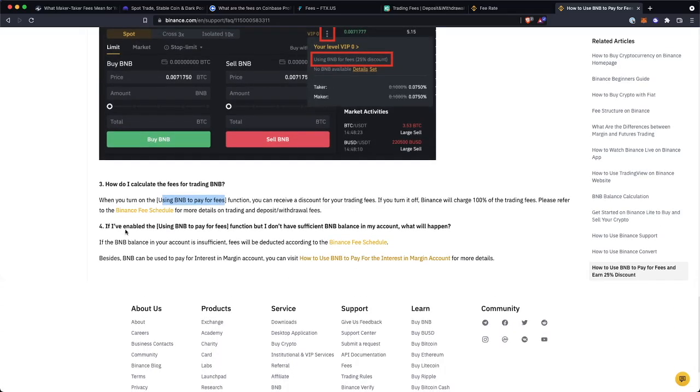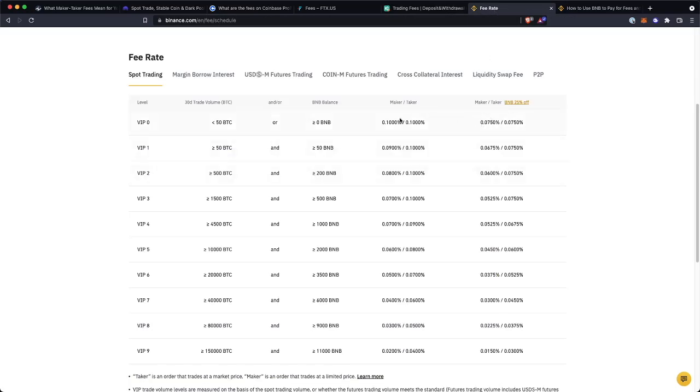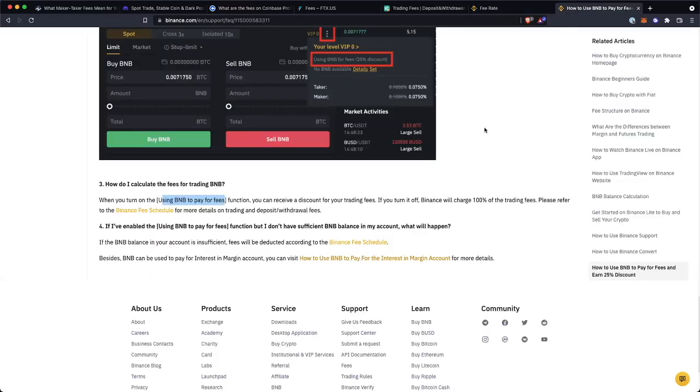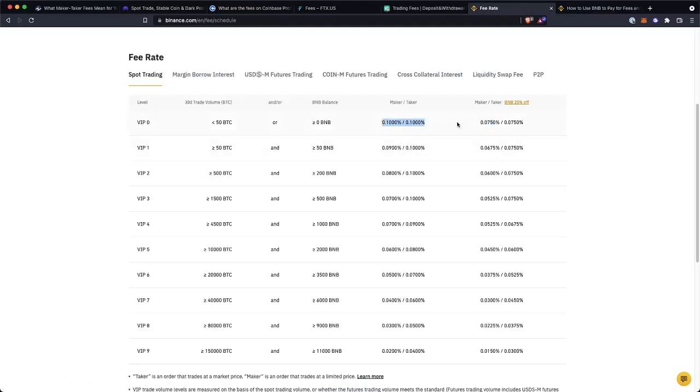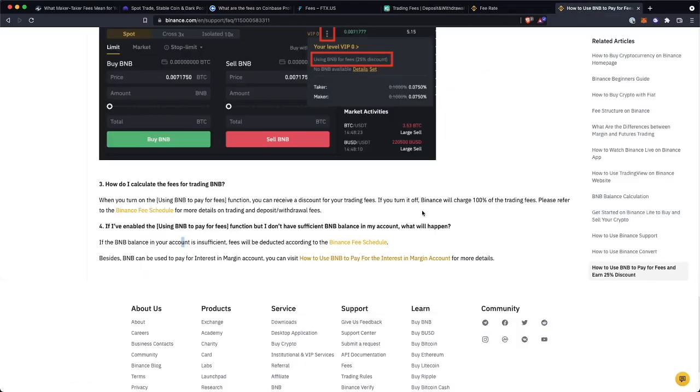This is really important right here. So you do need to hold BNB in your account in order to use it to pay for fees. Otherwise, you're not going to be getting this good rate. You're going to be getting 0.1, which is still good, but it's not as good as 0.075. So it says if the BNB balance in your account is insufficient, fees will be deducted according to the Binance fee schedule. So that means fees will be deducted with this 0.1%. So all you have to do is hold BNB in your account and have using BNB to pay fees turned on, and you'll get that great rate.